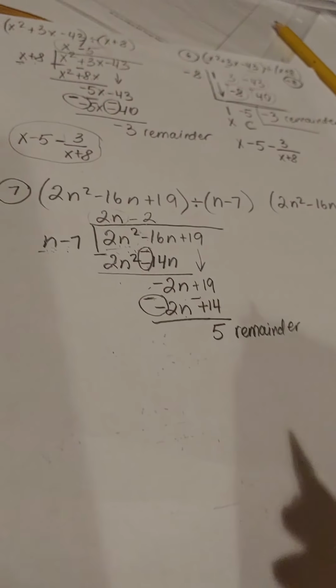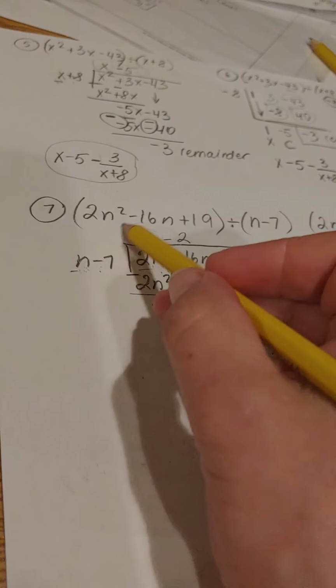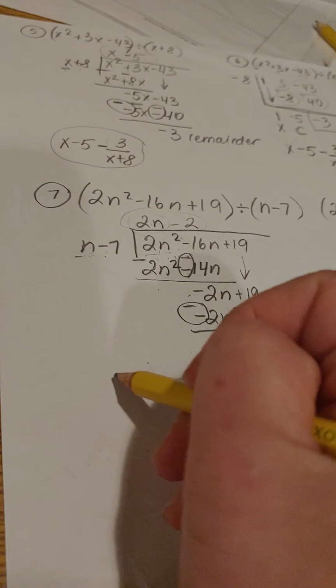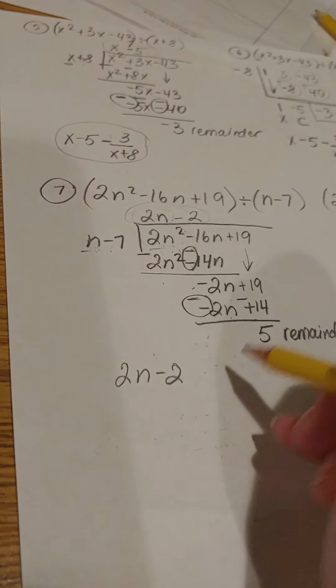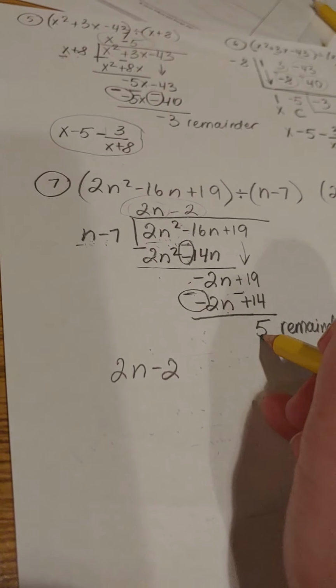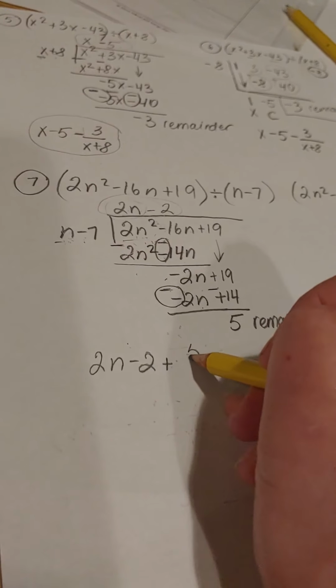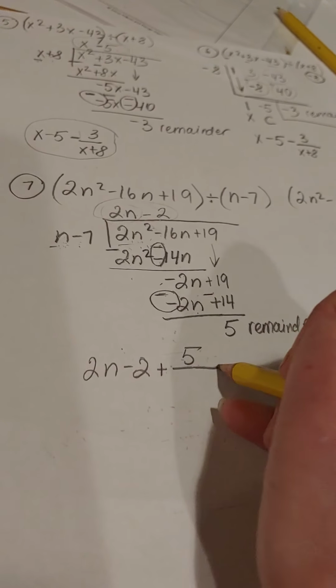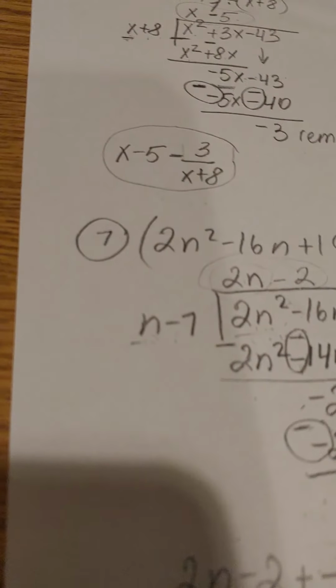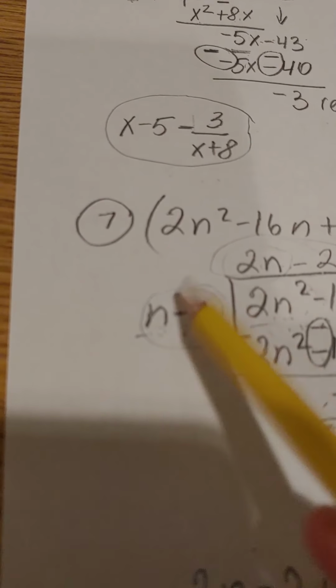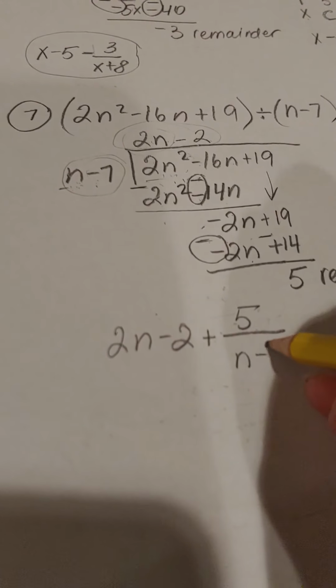And then what I'm going to do, I'm going to write down the answer. And the answer is the stuff on top there, which is 2n minus 2. And then 5 was positive. The remainder was positive. So I'm going to put plus 5. And then I need the bottom of the fraction. And the bottom of the fraction is the stuff that we were dividing by, which was n minus 7.